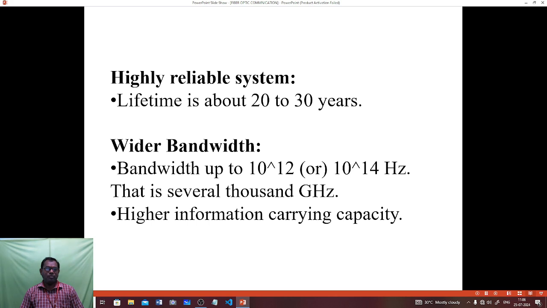The lifetime of the optical fiber is about 20 to 30 years. Bandwidth is wide, up to 10 power 12 to 10 power 14 hertz, that is several thousand gigahertz. Higher information carrying capacity, so optical fiber carries higher information.